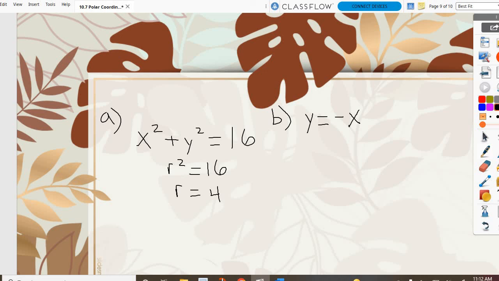Alright, what about y equals negative x? What would I want to do? What do you want to divide by? Just divide by x. Okay, so I have y divided by x equals -1. But what is y divided by x? Tan, isn't it?